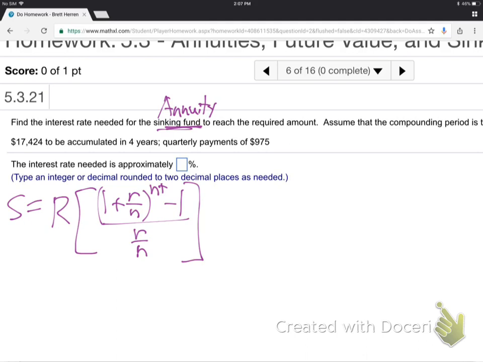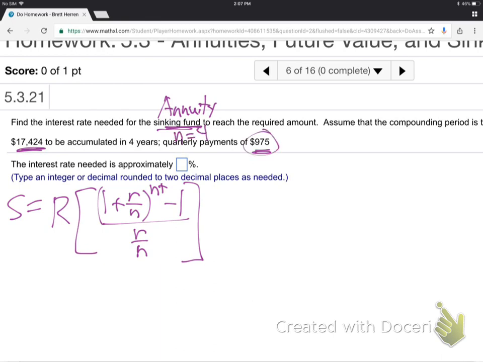So here we go. Find the interest rate. So let's go. 17,424 to be accumulated in 4 years. Quarterly payments of $975. Get the idea? We're putting $975 into the account, sinking it into the account quarterly, every 3 months, right? 4 times a year. So N is 4, isn't it? We're making 4 payments a year. N is 4, quarterly.